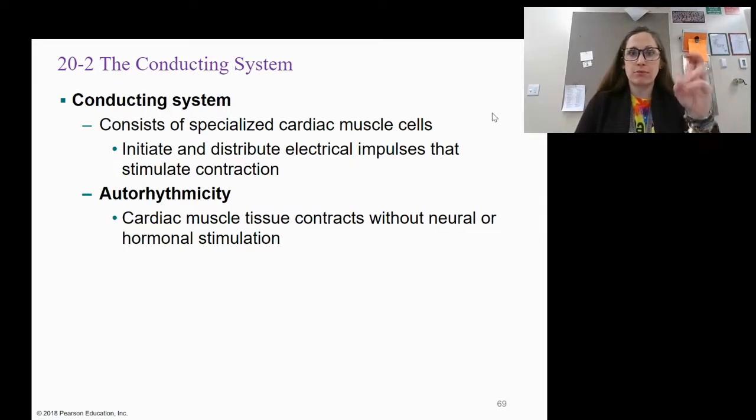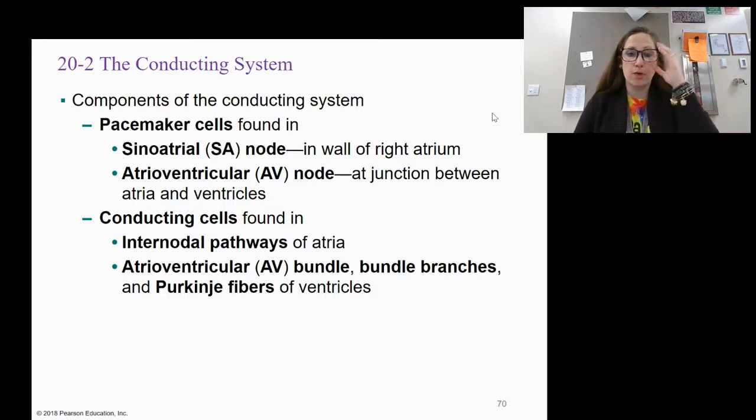That's why someone can be brain dead, if you will, but still have a heartbeat. And that's where we get into a very gray area of, when is someone alive? When is someone no longer alive? So very interesting science here related to the heart, that it has this self-initiating part to it.